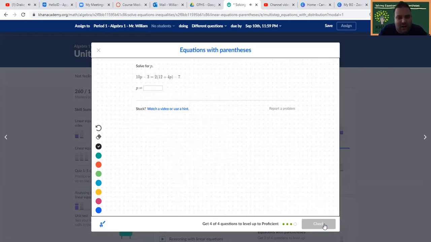And here we go. We got one more problem that I'm going to do in this video. Distributing. I'm distributing this 2 across the parentheses here. The left side, I'm just going to bring it down. 10p minus 3 equals 2 times 12, that is 24. 2 times 4p, that is positive 8p, minus 7. The minus 7 just gets brought down. It's not inside the parentheses, so it's not getting multiplied by the 2. It just gets brought down.